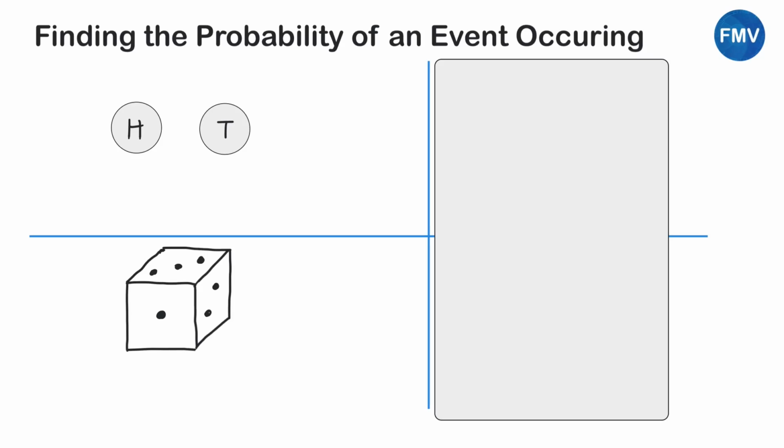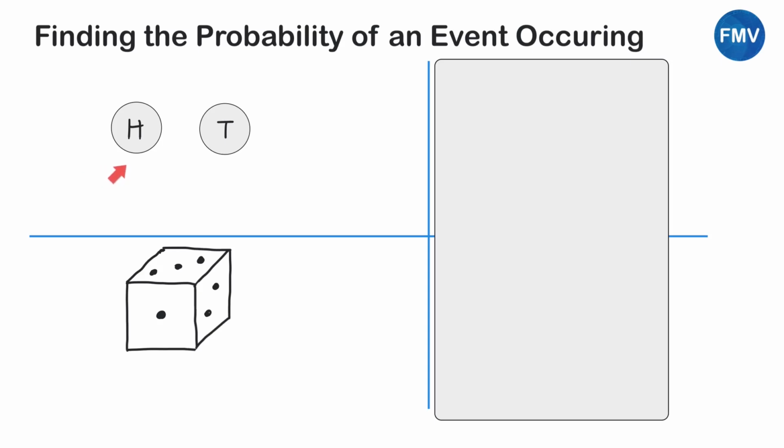Hello, everybody. So in this lesson, we're looking at finding the probability of an event occurring. So before we go ahead and look at this, we need to understand what probability actually is. A probability is the chance of something occurring. That's all it is.